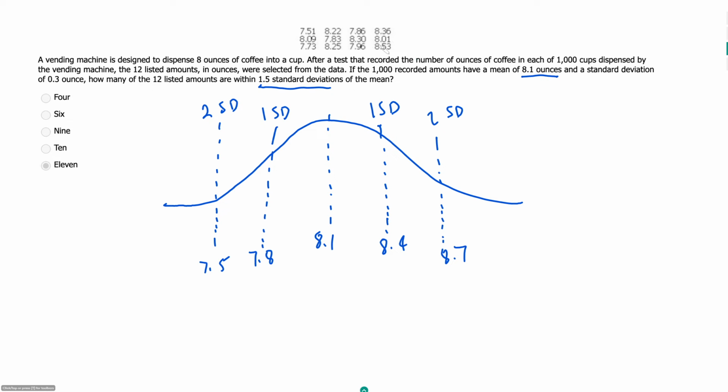We want to know, of these values here, how many are within 1.5 standard deviations. So how do we get that? 1.5 standard deviations should be right in the middle of our first and our second standard deviation. So 1.5 standard deviations to the right should be right in the middle of 8.4 and 8.7. So that is what, 8.55. And then 1.5 standard deviations to the left should be right between 7.5 and 7.8. And so that should be what, 7.65.